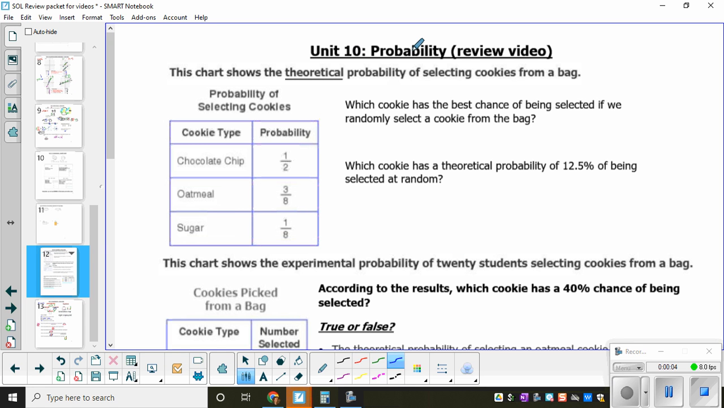Welcome to the Unit 10 probability review video. In this video, we're going to review some of the main differences between calculating theoretical probability and experimental probability, and then how to compare the two.